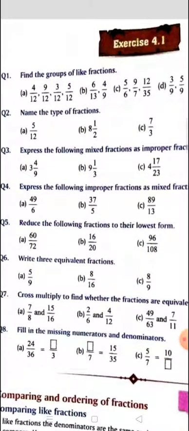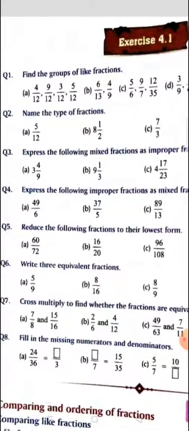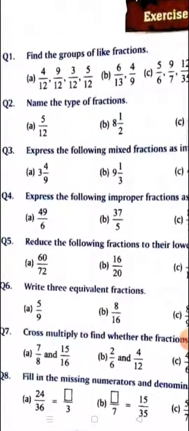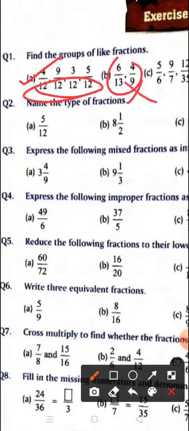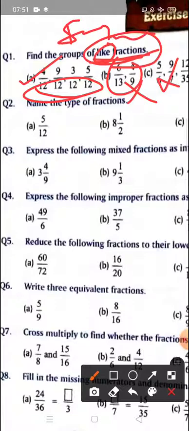Now, exercise 4.1. Question number 1: find the groups of like fractions. Like fractions means having the same denominator. Where do you see the same denominator here? So this is the like fraction. Not here, not here. Understand how you have to recognize like fractions? Same denominator. Like means same.